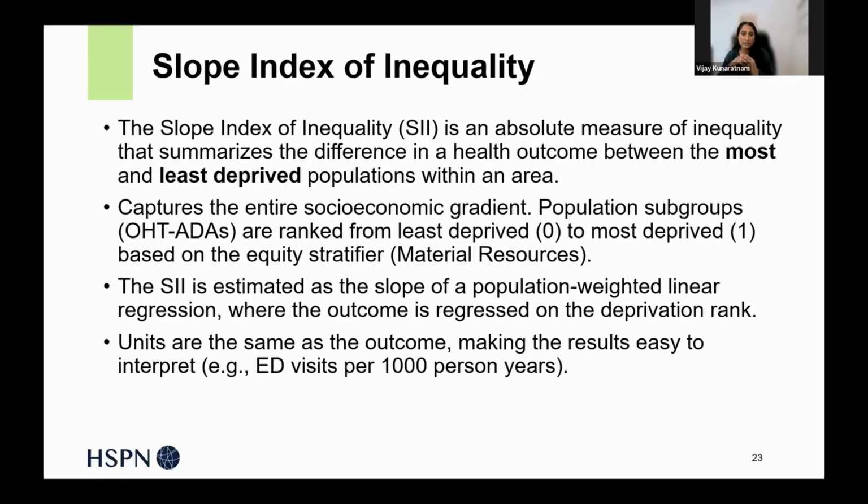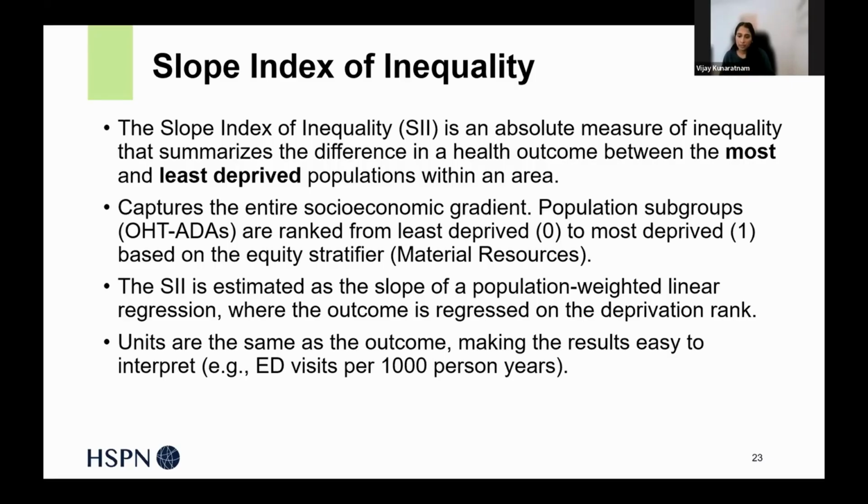And so how we do that is we rank each population subgroup. As Walter mentioned, at HSPN, we're doing our analysis at the OHT ADA level, from least deprived to most deprived based on material resources, previously known as material deprivation, as many of you are probably familiar with. And then we look at how this outcome changes as deprivation increases or decreases. So the SII does come from a population-weighted regression, so larger ADAs do have more influence on the analysis.